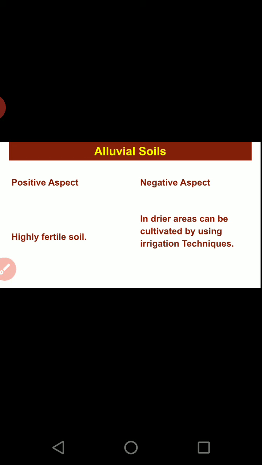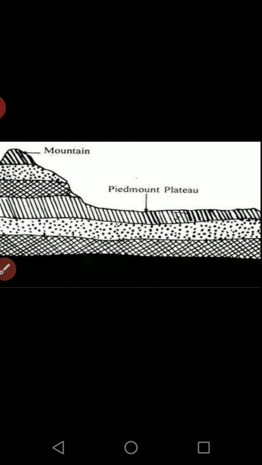For every soil you have to take out one positive point and one negative point. For alluvial soils, positive points are many. You can pick any and write: it is highly fertile soil, it is good for cultivation of certain crops, it is rich in potash and so on. Negative: in drier areas, like in Rajasthan, we find a few regions where alluvial soils are there, but if we want to cultivate there, we have to use irrigation techniques. So that is only a minor negative point for this soil.